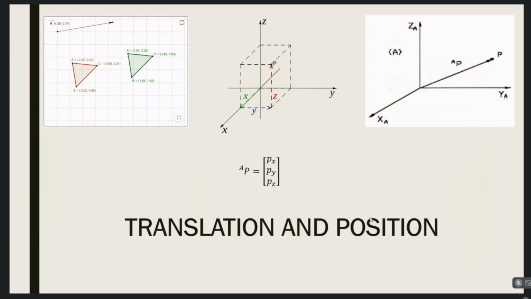What is position? The position of a point in space can be expressed with respect to a coordinate system by means of a vector of size 3 by 1. Figure 3 shows the vector AP. This refers to the position of the point P with respect to the coordinate system A, and AP is read as the position of P with respect to A, and we can see the matrix of the position.